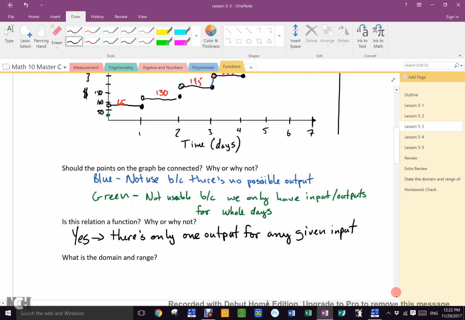Everybody cool? All right. Now I'm going to ask you guys to do this one because it's tricky. What's the domain? What's the range?